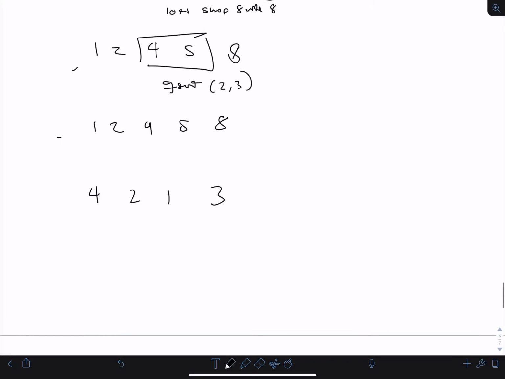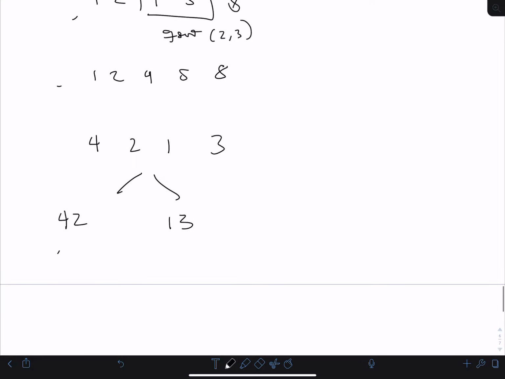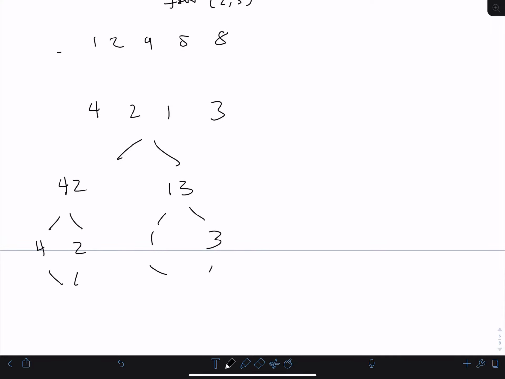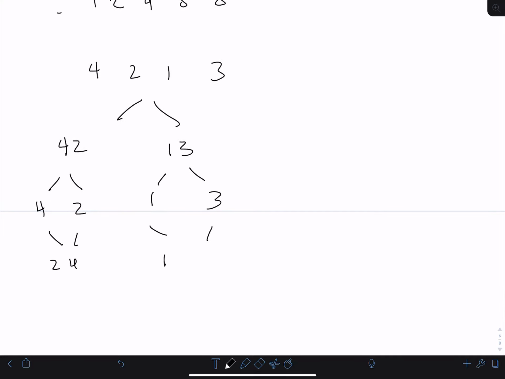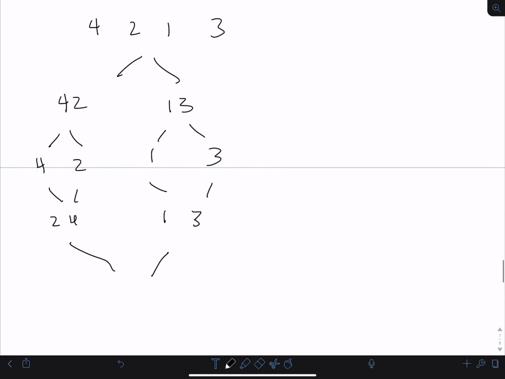Like that. So then this gets split up into 4, 2, 1, 3. Then 2, 4, 1, 3. And then 1, 2, 3, 4. And that's perfectly acceptable work.